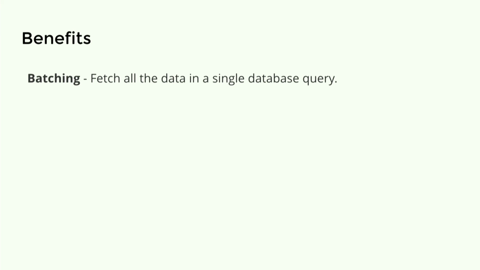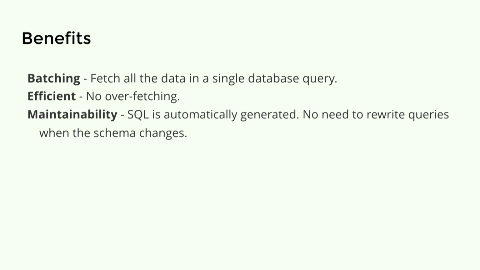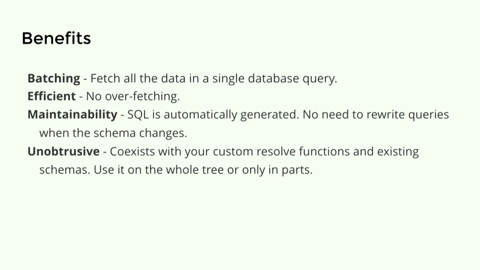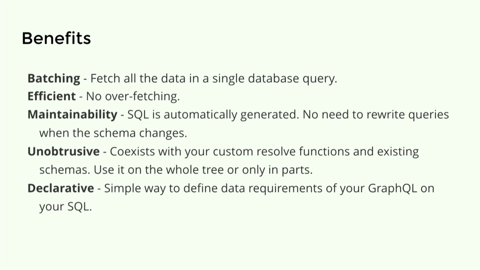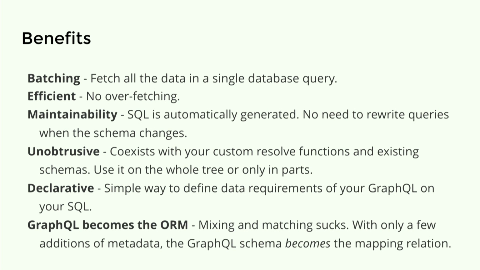So some benefits that we see here are the ability to get all your data in a single query without resorting to overfetching. We think it's very maintainable because you're not manually writing queries. That's one less thing that you have to change when your schema changes. We say it's unobtrusive. It does not take away your ability to define your schemas or the data types or the custom resolve functions. Those all coexist. It's declarative. You're simply defining the data requirements of your GraphQL fields on your schema, SQL columns. And finally, we say that GraphQL sort of becomes your ORM, so you don't even need to use one. All you have to do is add some metadata alongside your schema, and it becomes not only self-documenting, but also self-mapping.